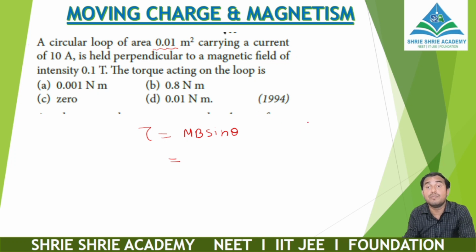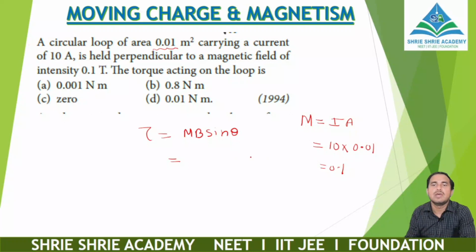For a circular loop, you have to find out M, which is equal to N into I into A, right? But here the number of turns is not given, so directly you write current into area of cross section. Current is given as 10 ampere, area of cross section is 0.01. 0.01 into 10, you get 0.1. So the magnetic moment is 0.1 and the magnetic field is again 0.1.